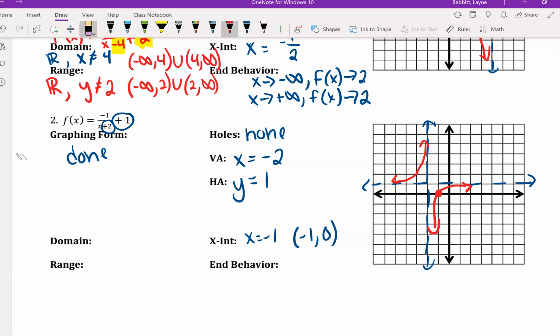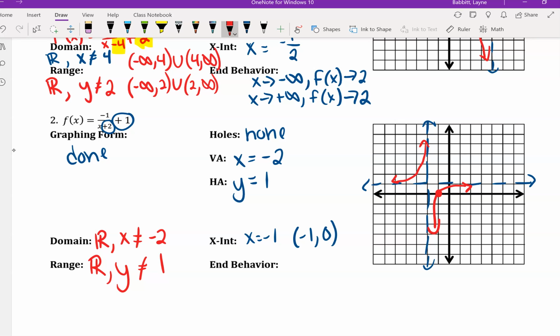Domain is going to be everything except x cannot equal the vertical asymptote, which is at -2. And then the range is everything except y cannot equal the horizontal asymptote, which is 1.